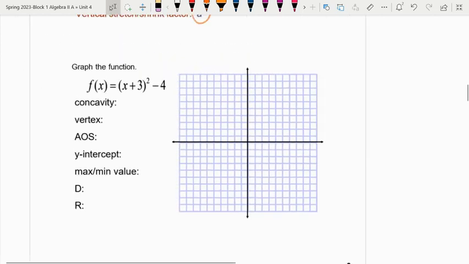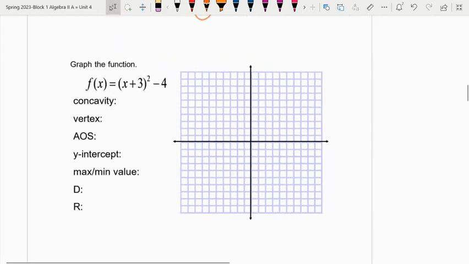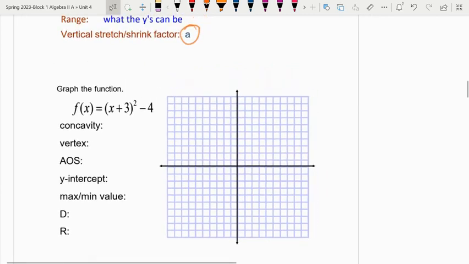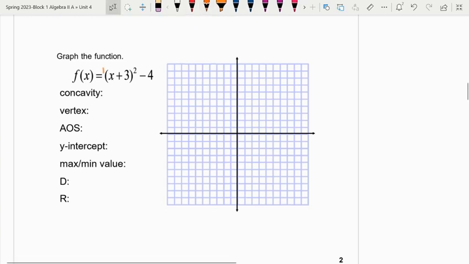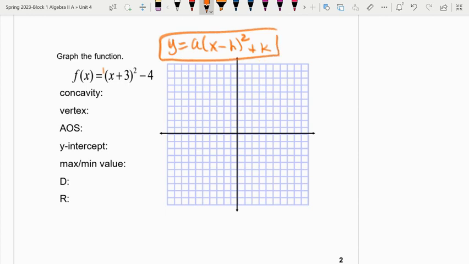Graphing the function f of x equals (x plus 3) quantity squared minus 4. The leading coefficient is a 1, so my a value is a 1. Remembering we're using the form y equals a(x minus h) quantity squared plus k, my concavity would be opens up.